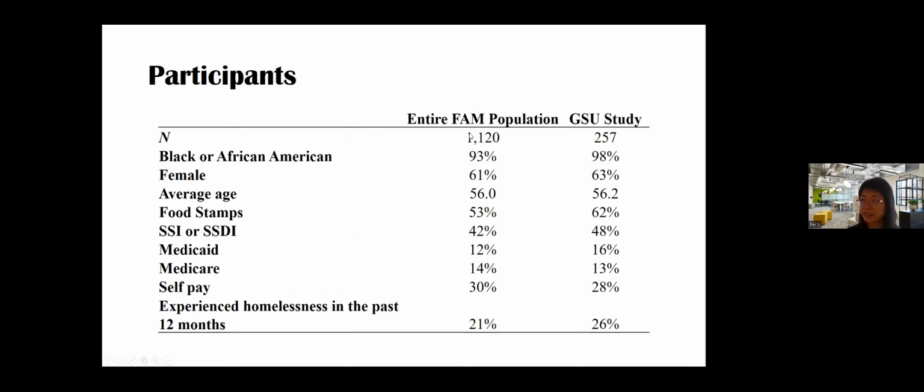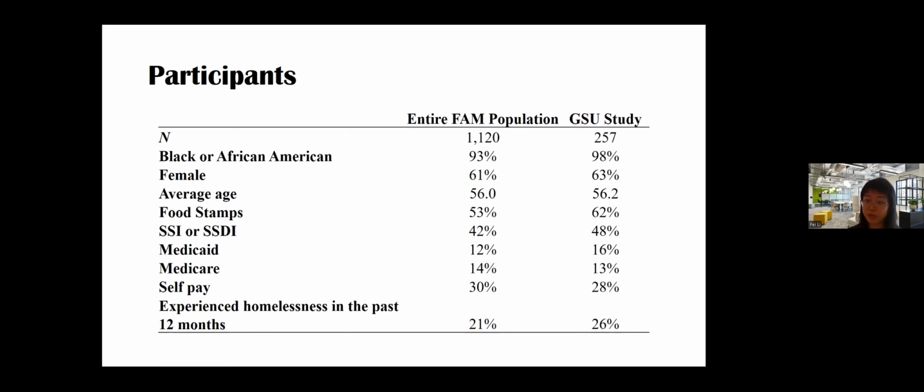We're comparing the entire food as medicine population and those who enrolled in our study. As you can see here, we have about a quarter of the food as medicine patients, and if you look at the whole food as medicine population, it is already overwhelmingly African American, and the average age is close to 60.